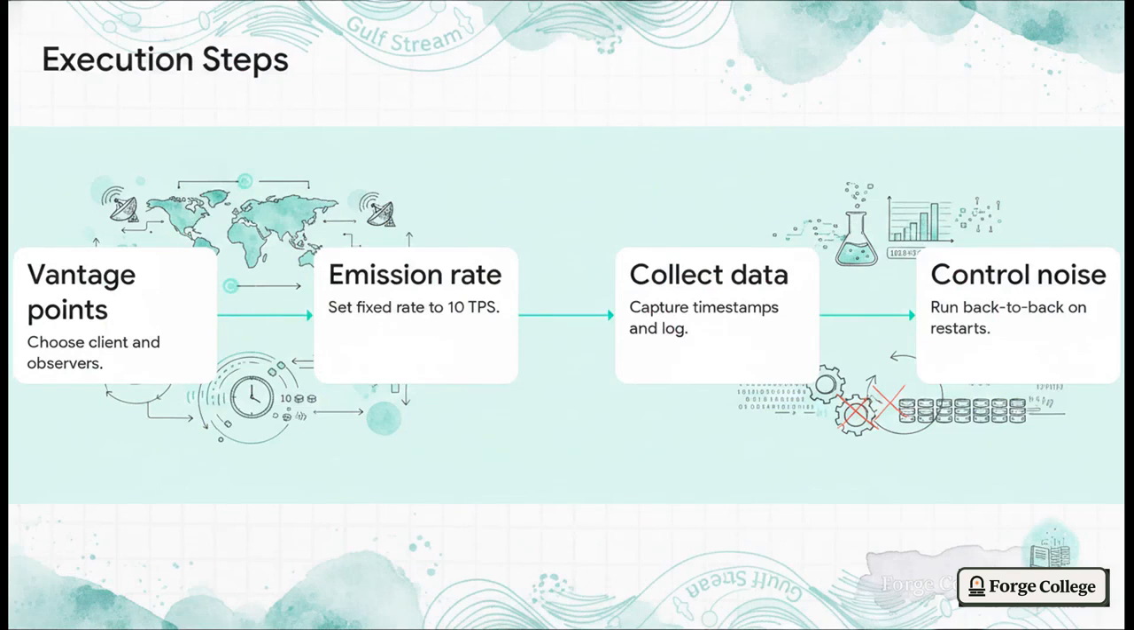And here is the step-by-step procedure. First, select your vantage points. Second, fix the emission pattern to 10 transactions per second. Third, measure and collect the data. And fourth, aggressively control for noise by running these back-to-back.